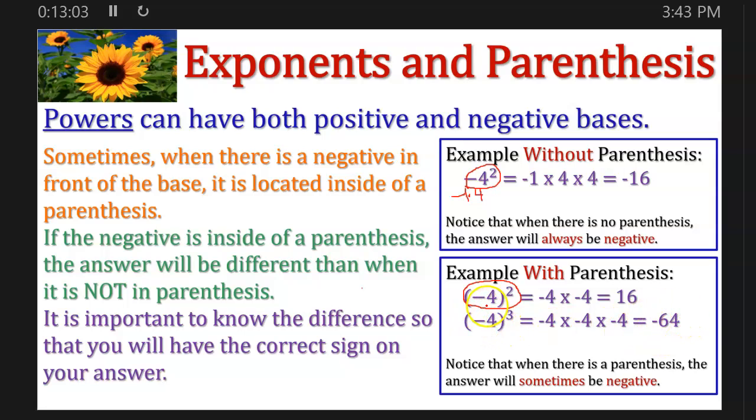So the parentheses doesn't always end up being positive, but if the exponent is odd, then your answer will be negative. If your exponent is even, then your answer will be positive. So that's one of those things where without multiplying it out, you can kind of look at it and say, oh, well, this has got an even number exponent. It's in parentheses, so I know my answer is going to be positive. This has got an odd number exponent, and my base is in parentheses, so I'm going to have a negative answer.